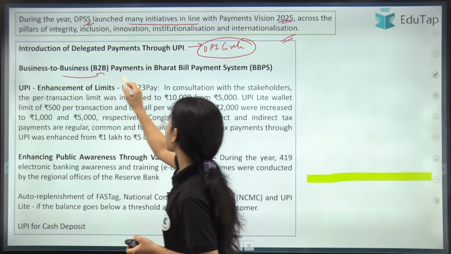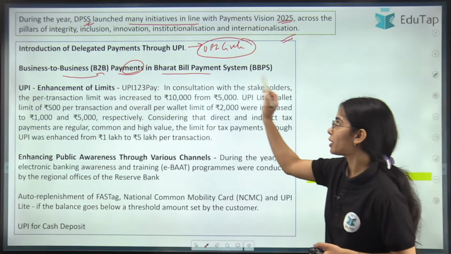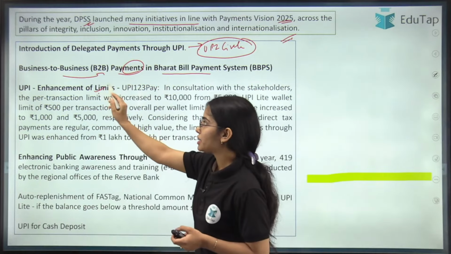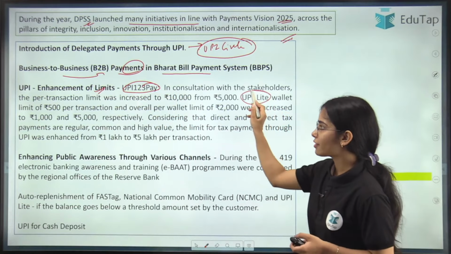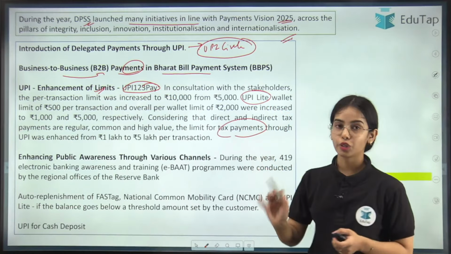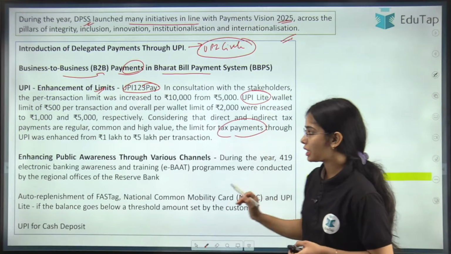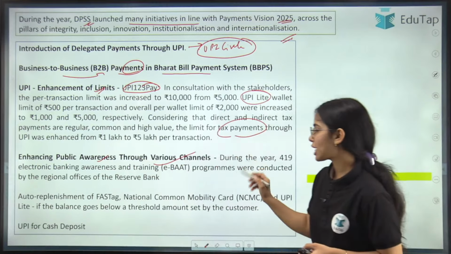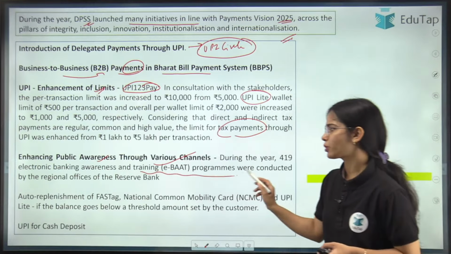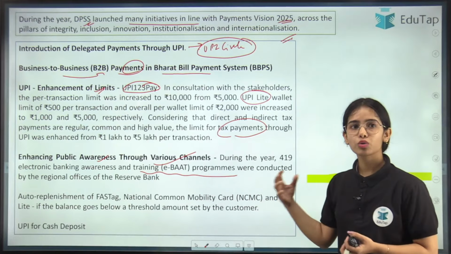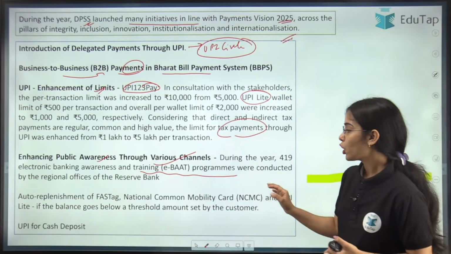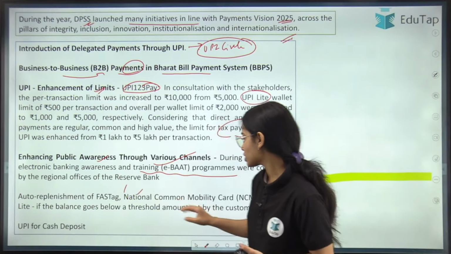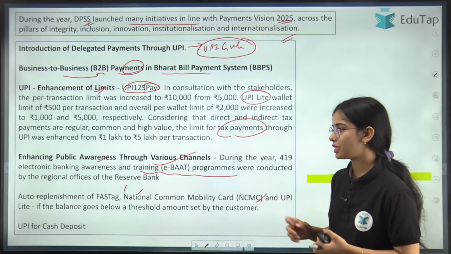Business to business payment can now be done through the Bharat Bill Payment System. UPI limits have been enhanced for UPI 123 Pay, for UPI Lite, and for tax payments through UPI. Enhancing public awareness through various channels: there are various e-Baat programs, that is, electronic banking awareness and training programs, being conducted. Then auto replenishment of FASTag, National Common Mobility Card, and UPI Lite.